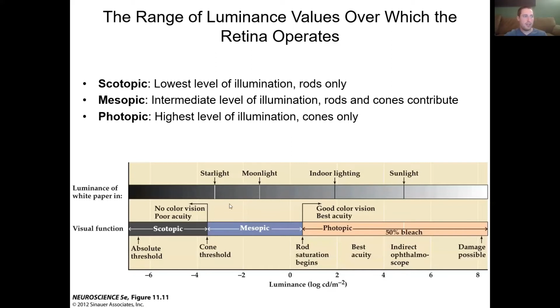But then if you're out in the moonlight or indoor lighting or even sunlight, you're getting a lot more photons than 5 to 10. It's actually a log change of over 10 logs, so 10 to the 10 times more photons. So down here you're getting 5 photons, up here you're getting 5 times 10 to the 10 photons. And your visual system has to be able to detect these very dim lights, but also in the daylight be able to detect small changes.